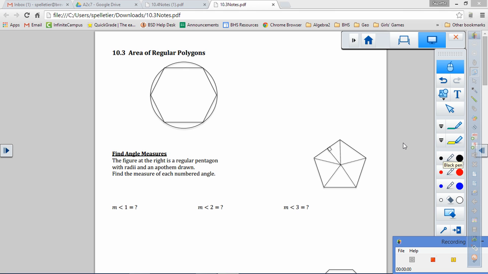Area of regular polygons. So before we actually jump in and start solving the area of polygons, we need to do some reviewing of some skills that are going to be handy for us. One of the skills we need is to be able to figure out the angle measures of these particular figures that we're dealing with, whether it's a pentagon, hexagon, octagon, whatever. So let's first talk about the parts, okay?